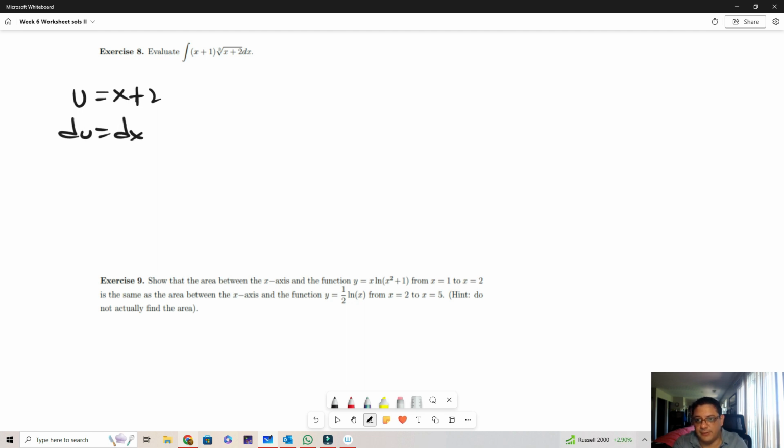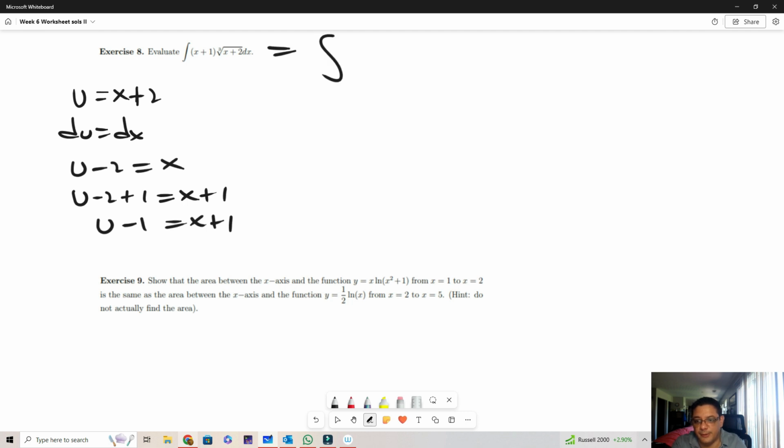And so, of course, because we see this x plus 1 here, we're just going to see what x means in terms of u. That means that x plus 1 is actually going to be u minus 1. So this can be transformed into u minus 1 times the cube root of u du. And so this is much simpler now because I can put this in terms of powers.